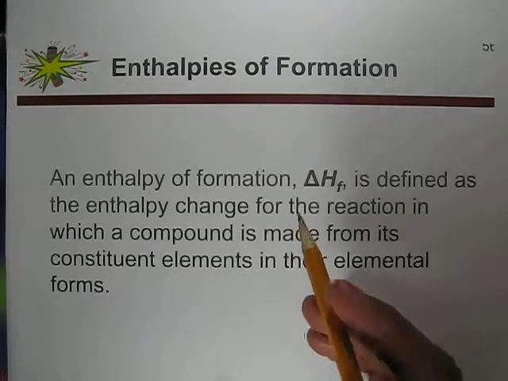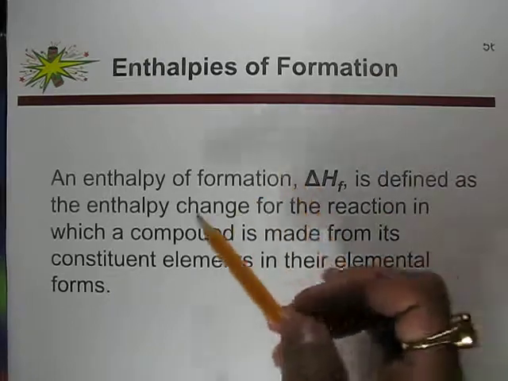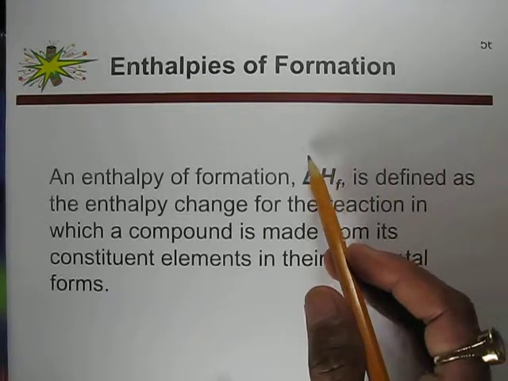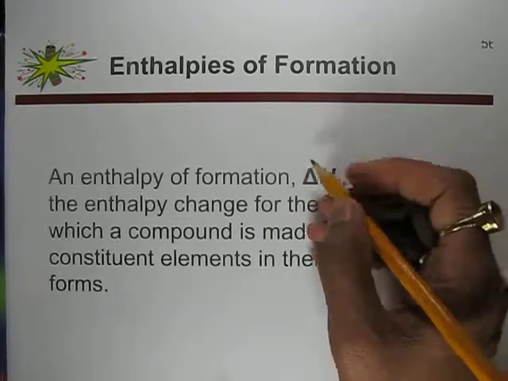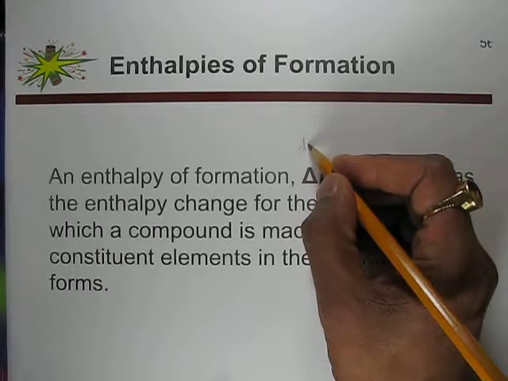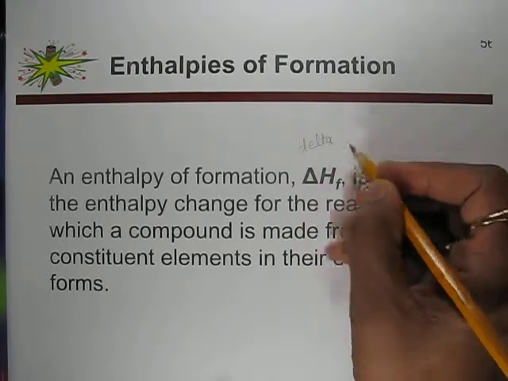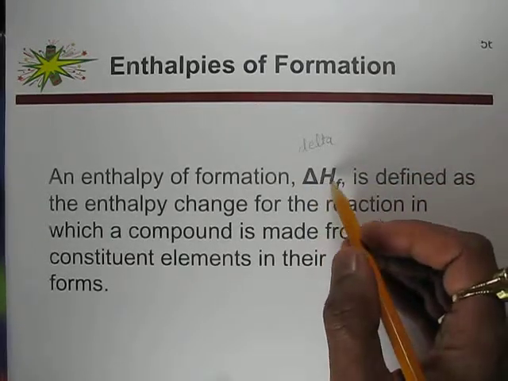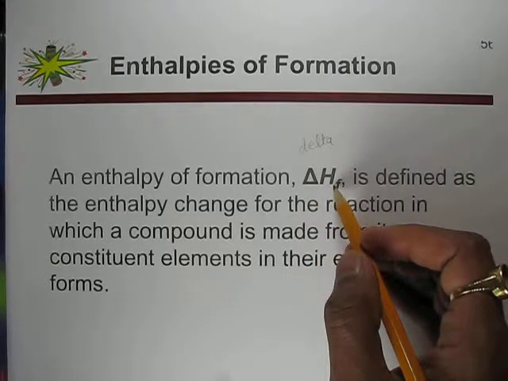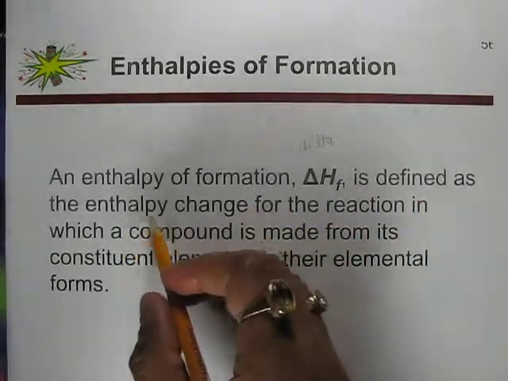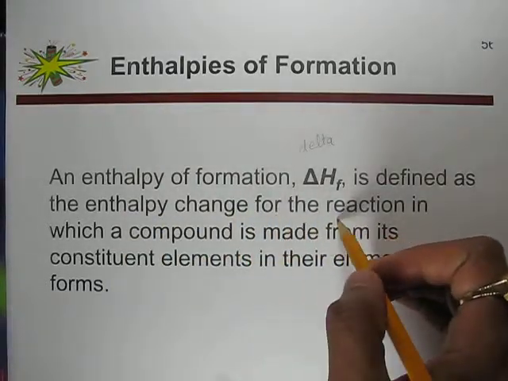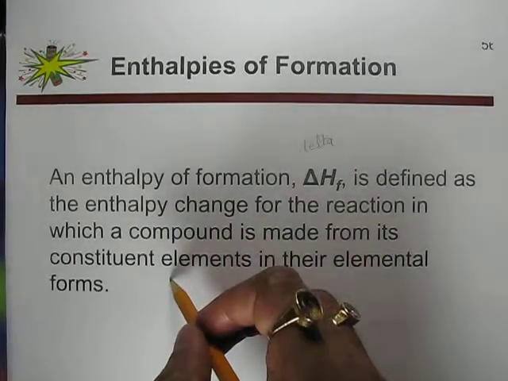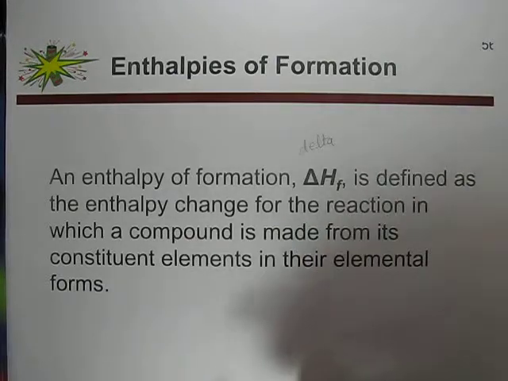So in this video we will study the enthalpies of formation. According to the definition, the enthalpy of formation is represented by this sign, which is called delta, this triangle sign. H small f, so delta H f. The change in enthalpy of formation is defined as the enthalpy change for the reaction in which a compound is made from its constituent elements in their elemental form.